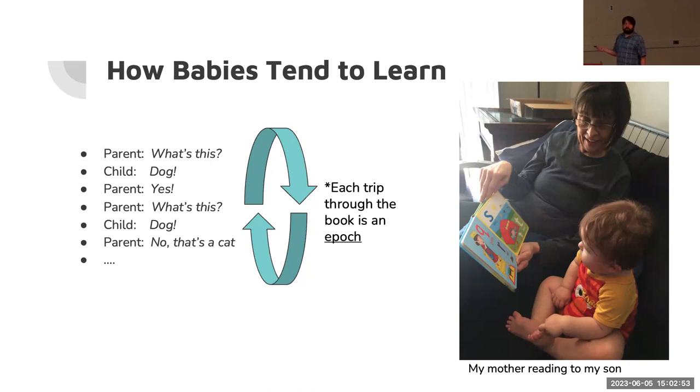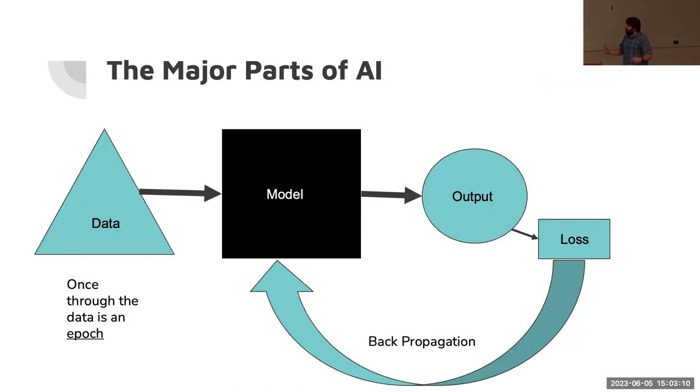it's called an epoch. Remember that word, epoch. Once through all the data, epoch. And after enough epochs, I could give him novel pictures and he would say, that's a cat or that's a dog. And I'd be like, you learned something. That's literally what people do. So again, it makes it easier for me to understand.